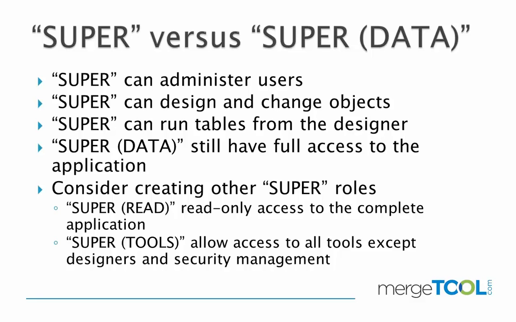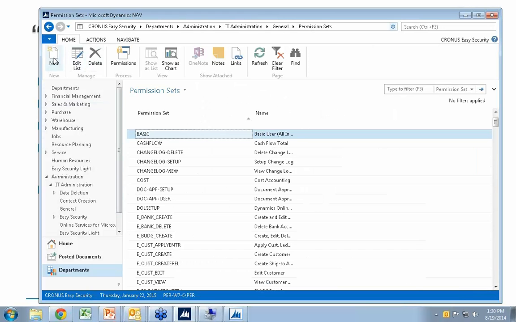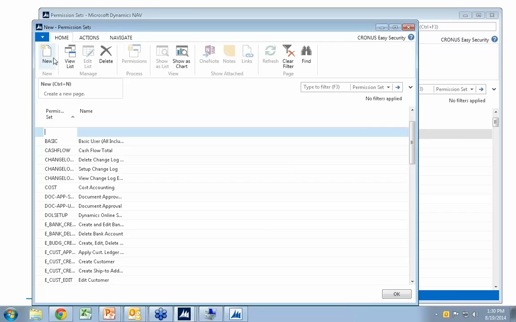So another thing is, of course, you could make a super read. If you have a person that only needs to run reports, he needs the basic to get into NAV, but then you can just give him read access to everything. And let's just create one like that one, for example, in here. So I'll create a new one in here, and I'll just call it super data read.